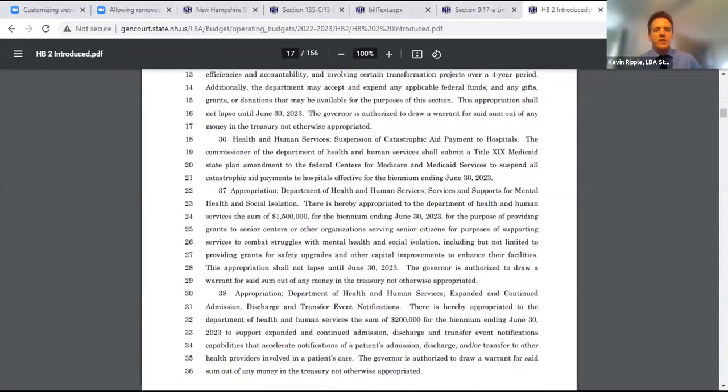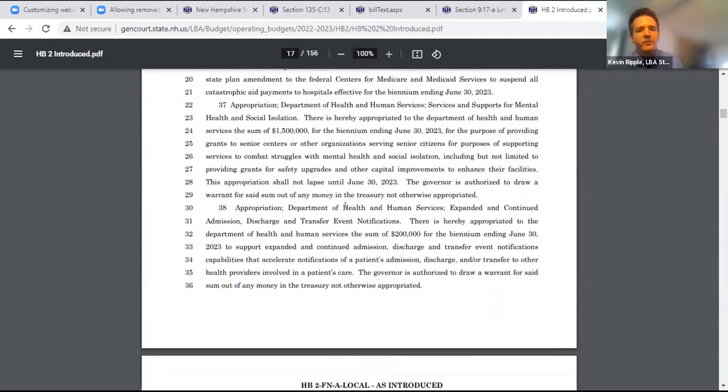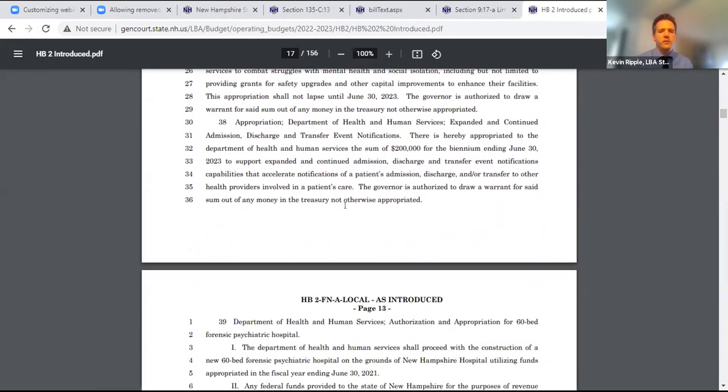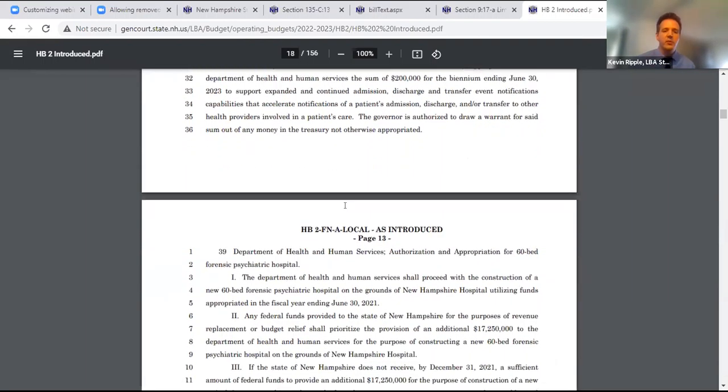Okay. Section 36 continues the suspension of catastrophic aid payments to hospitals. This is something that has been in the trailer bill again since, I believe, the 12-13 budget. Section 37 is another general fund appropriation of $1.5 million to provide grants to senior centers or other organizations serving senior citizens. And Section 38 is another appropriation of $200,000 to support continued admission, discharge, and transfer event notifications within the behavioral health system. And I would let the department speak to that appropriation.